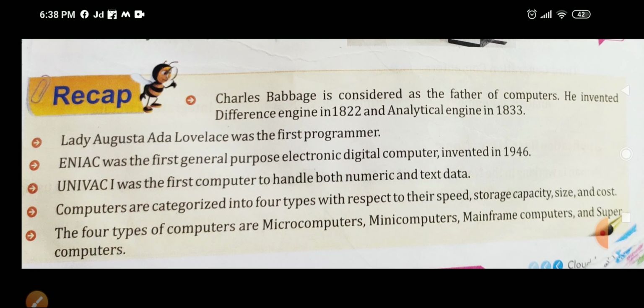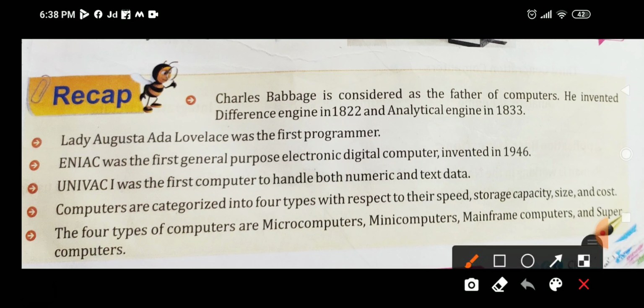So that's all in the chapter. Now let us recap. Charles Babbage is considered the father of computer. He invented the difference engine in 1822 and the analytical engine in 1833. Lady Augusta Ada Lovelace was the first programmer. ENIAC was the first general purpose electronic digital computer, invented in 1946. UNIVAC 1 was the first computer to handle both numeric and text data.